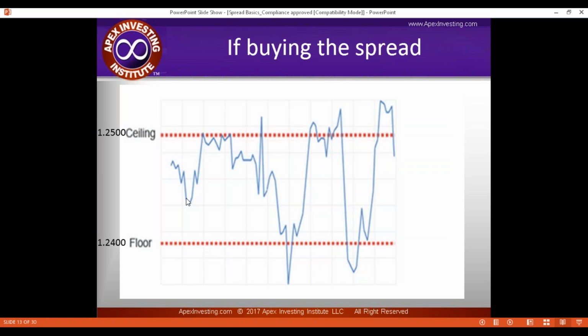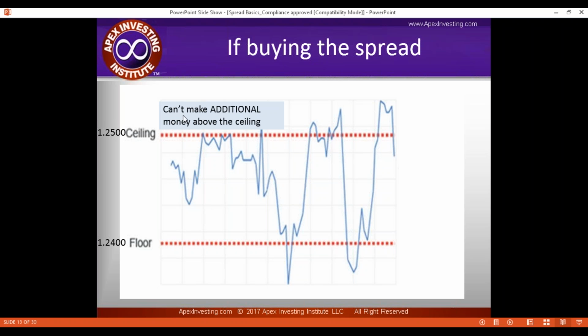What if we're buying the spread? What if we think the market's going up? Okay? It's the same exact logic, just flipped. So if we think the market's going up, wherever we buy into the spread, we can buy it here, here, here, wherever we buy in, and the market does go up, we can profit up to the ceiling. All right? Let's look at an example.